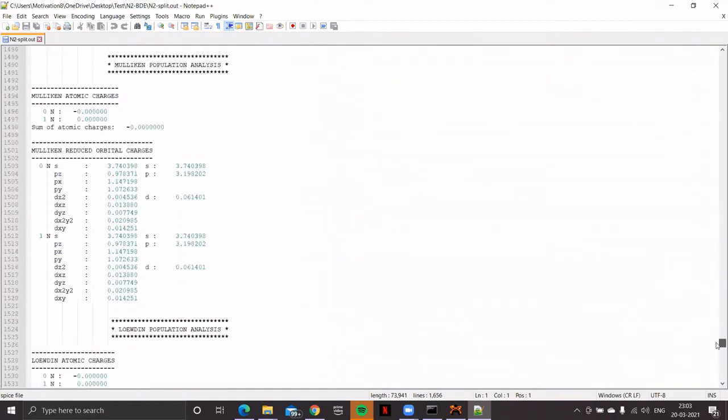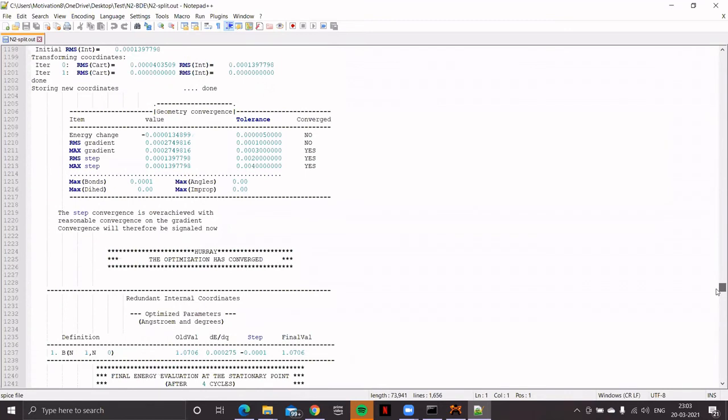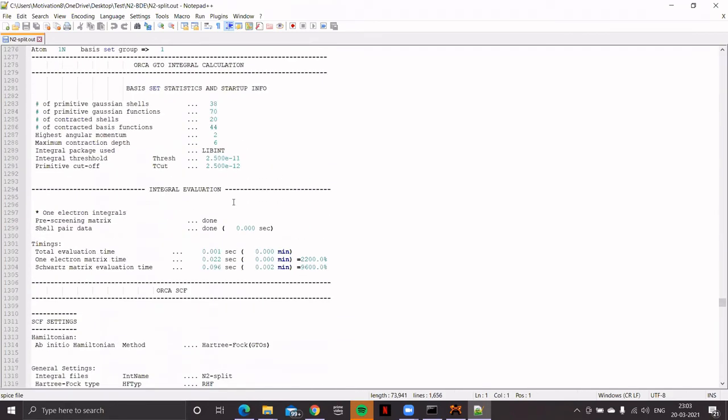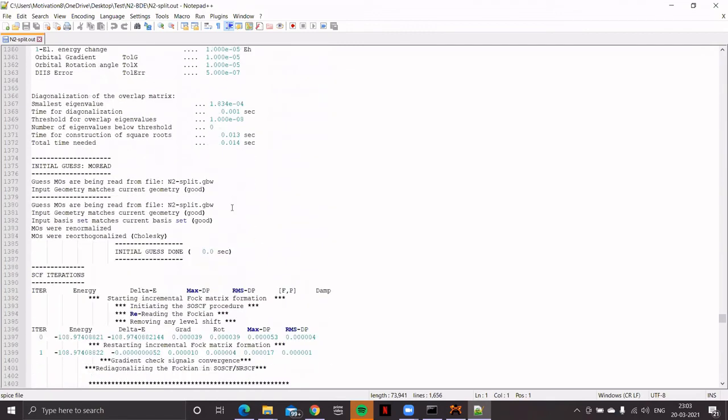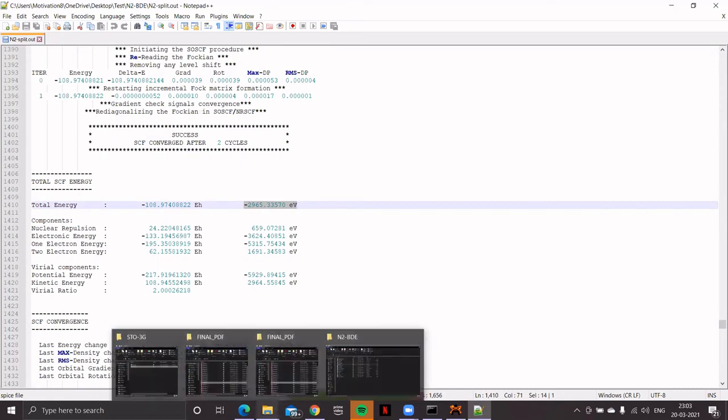And then scroll upward. Let's see the optimization was proper or not. So the step convergence is over. Reasonable convergence, they are saying. So they have signaled that the optimization is complete. Let's assume that optimization is complete. And now let's see the value of the total energy. So right now the total energy is -2965.335570 electron volt. And let's see how much we got for the single nitrogen atom.